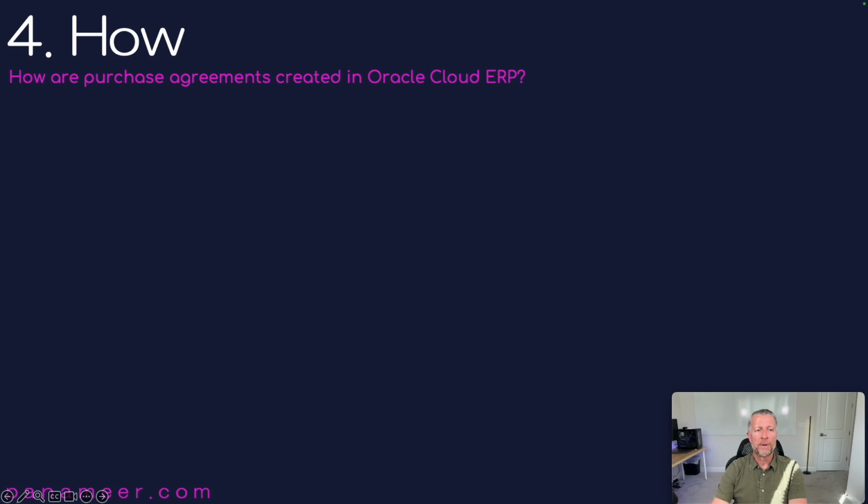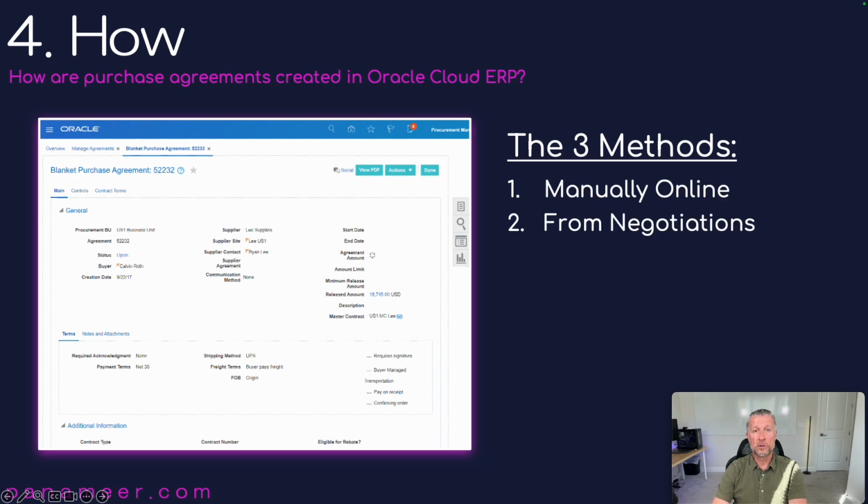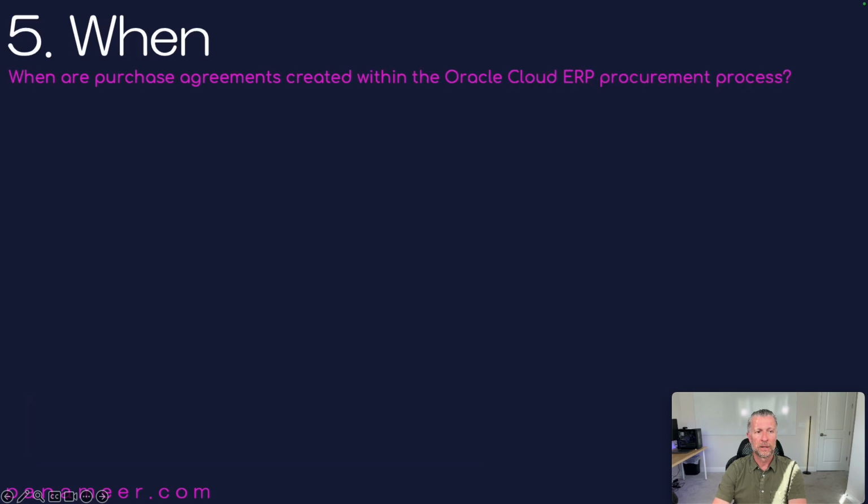Okay, slide 4. How are purchase agreements created in Oracle Cloud ERP? Well, there's 3 main methods. First, you can create them manually online. Second, you can create them, as mentioned, from within a negotiation. Not always suggested. And then third, the best way, if you have the Procurement Cloud bundle and you're authoring a contract, you can create it from within the contract using the contract line information.